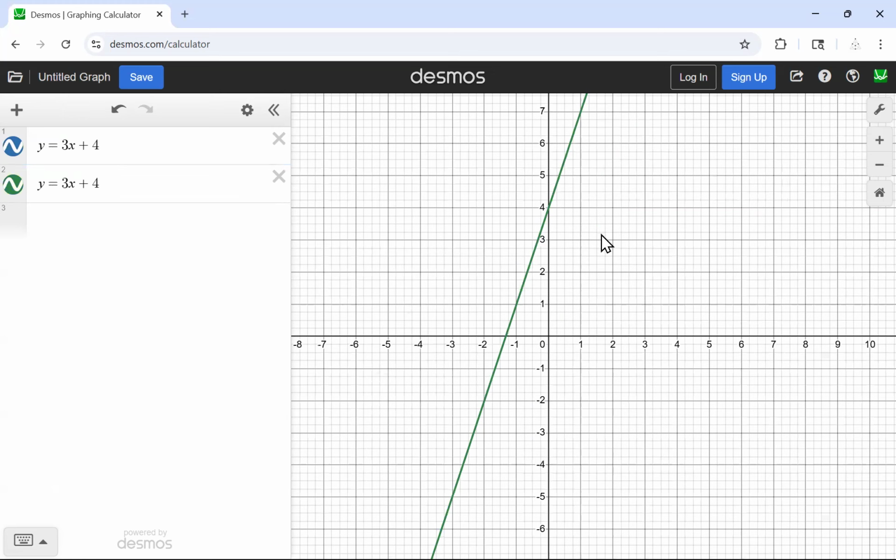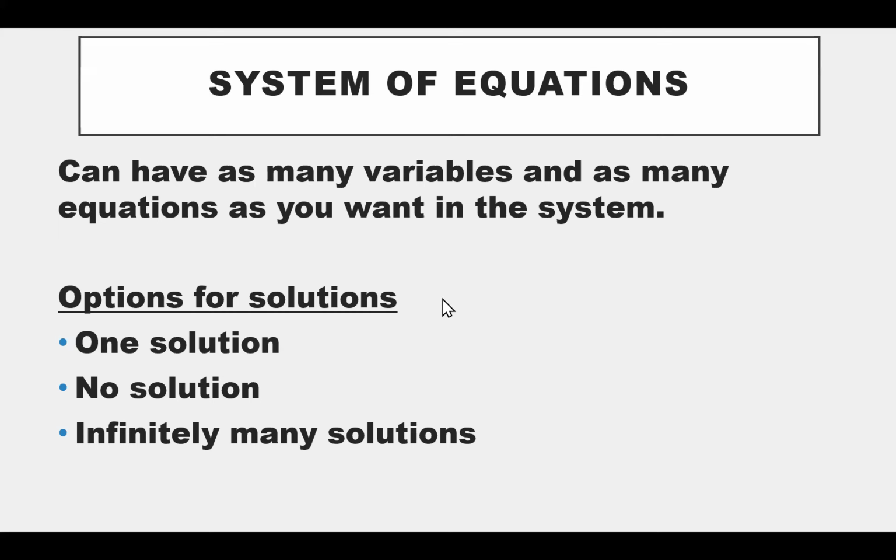Now, this is the scenario for when we have two equations and two variables. However, the same holds true when we have three equations and three variables, or four equations and two variables, or two equations and four variables. We're always going to either get one solution, no solutions, or infinitely many solutions to the system of linear equations.